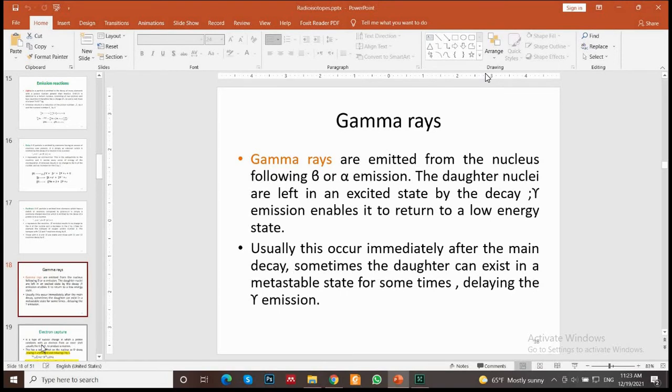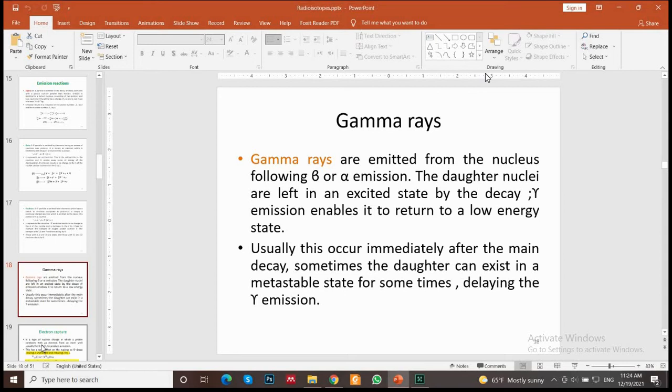And the last is gamma ray. It is important to know that gamma is not a particle, has no charge and no mass, and is a photon with a specific wavelength. Gamma ray is electromagnetic radiation that is emitted from the radionuclide following beta or alpha emission.